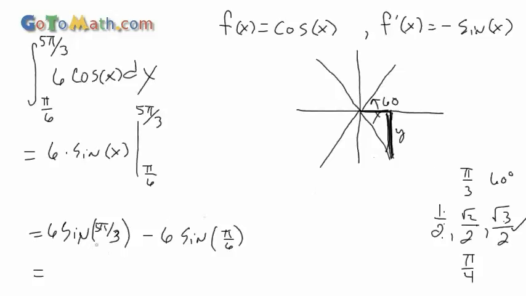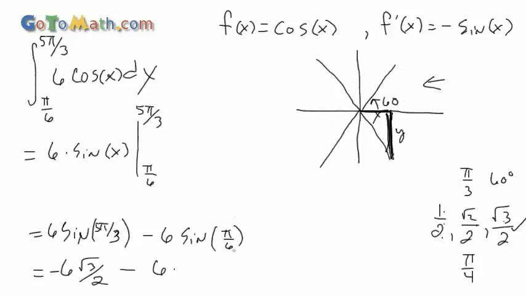So this is going to end up being, but it's negative because it's down here in this quadrant. So we're going to end up with negative 6 times the square root of 3 over 2, minus 6. Now we're doing the sine of pi 6. Now we're going to be up here in this quadrant.